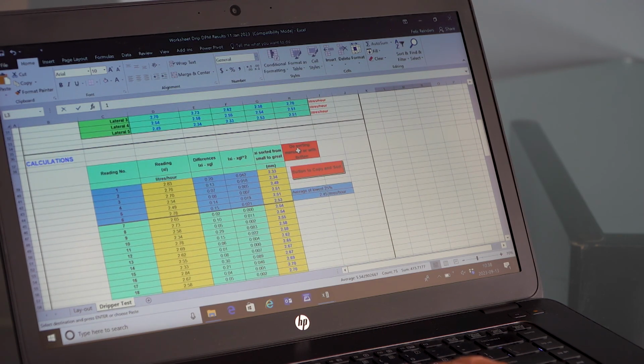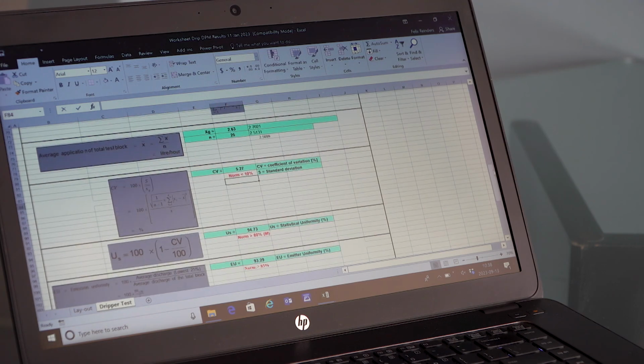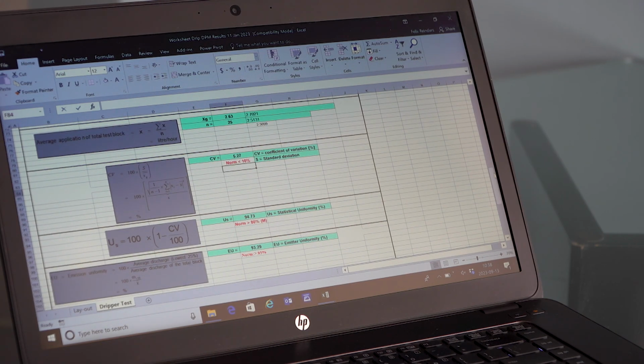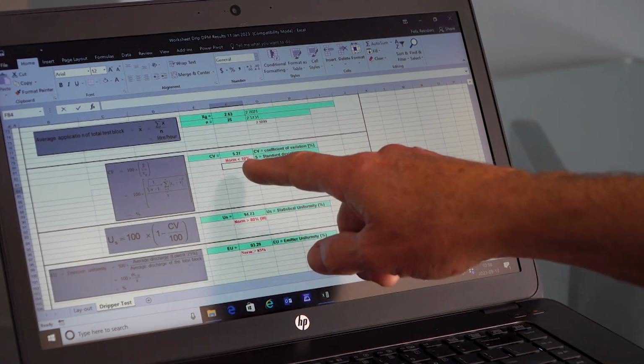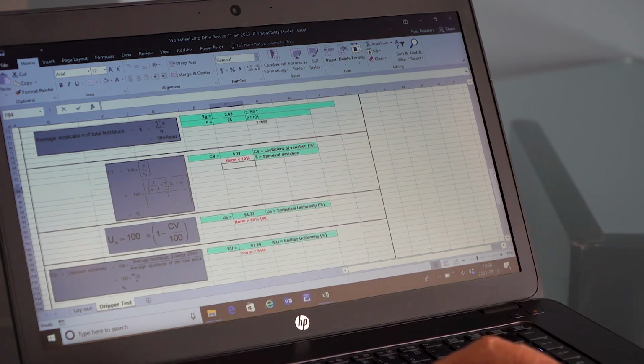And by pressing the sort button, it will immediately take you to the analyzed data with the average liters per hour, the coefficient of variation, the statistical uniformity, and the emission uniformity.